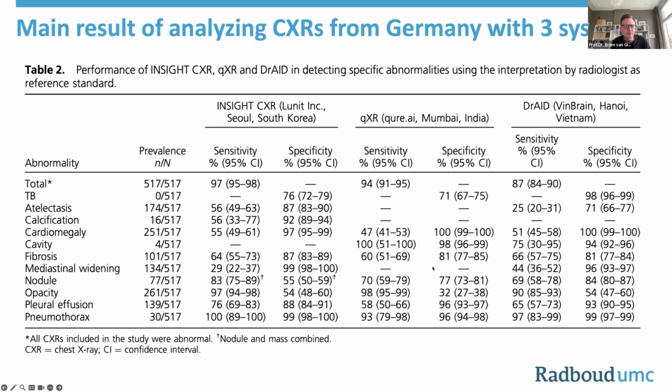for these various abnormalities. And like I said, cardiomegaly, I think, is a useful one to report on. It's commonly done in TB screening. But if you look at the sensitivity, it's actually quite disappointing. 55%, specificity 97%. 47%, 51%. So this is something to be aware of, that if it finds a lot of abnormalities, for all these abnormalities, you have to wonder how accurate it really is.